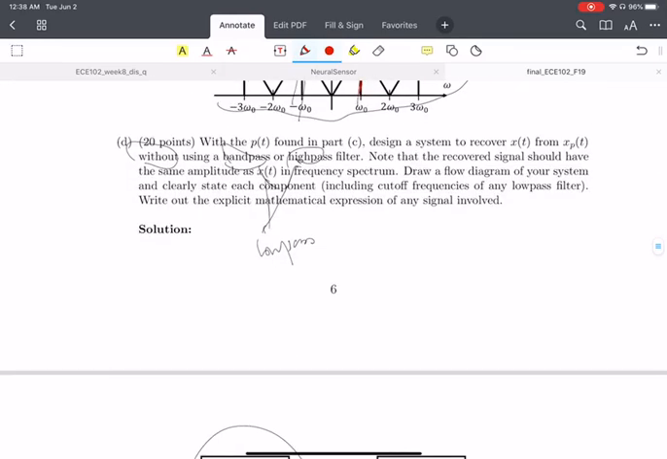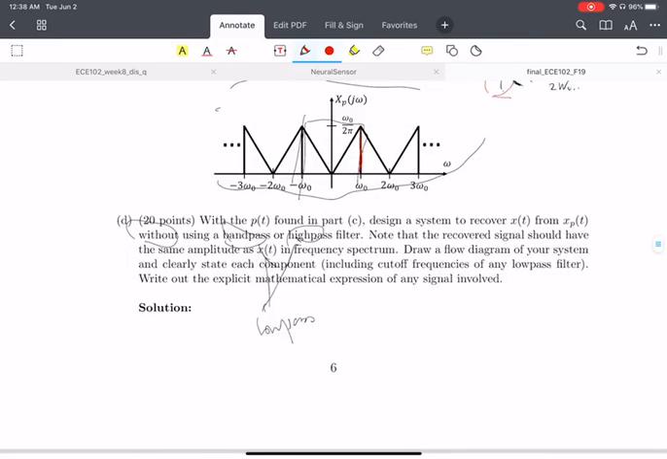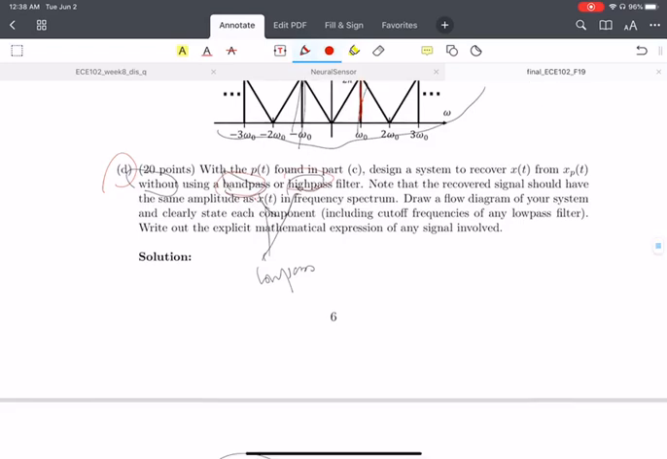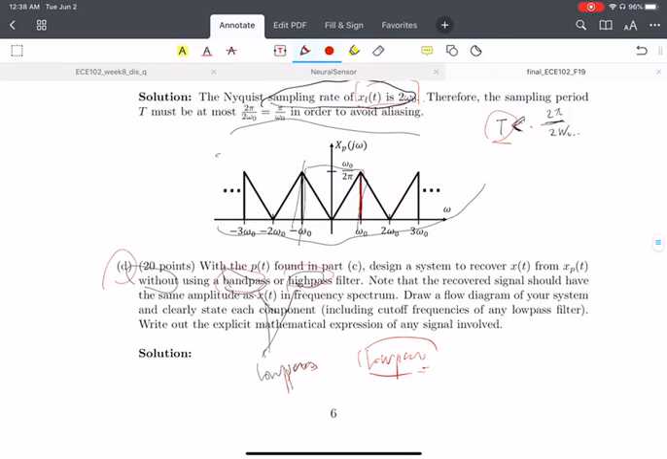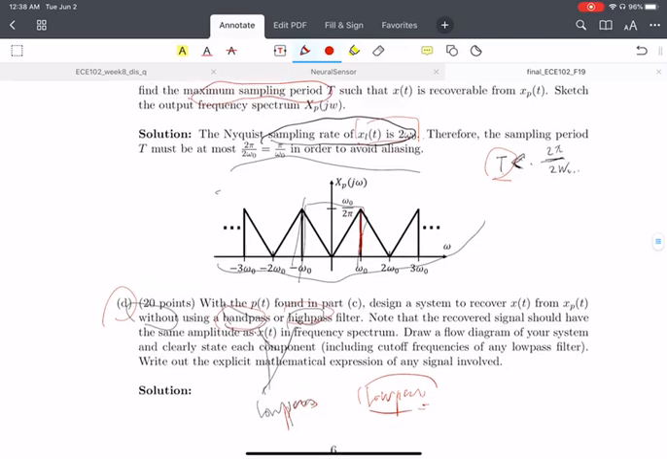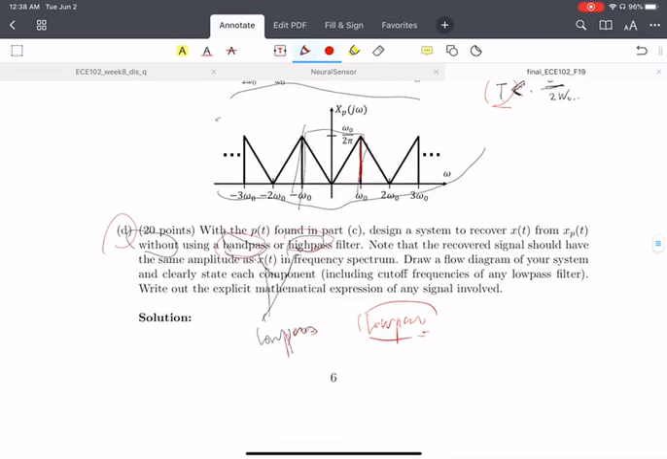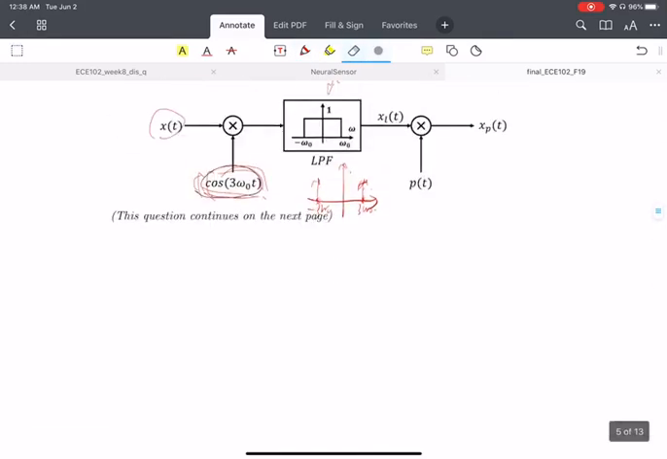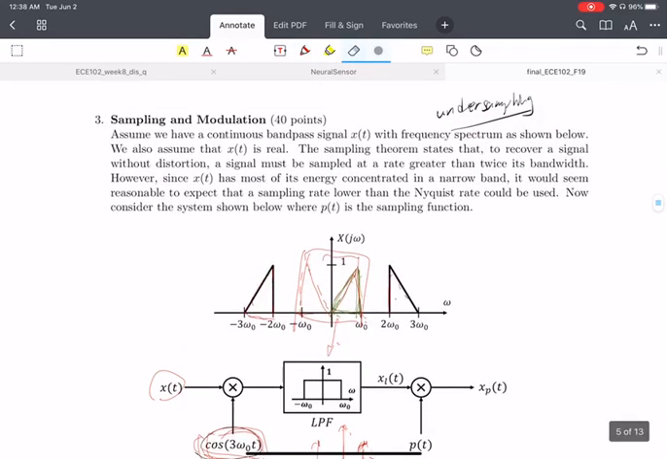Okay, and the next one is question D, which asks that if we cannot use the band pass and we cannot use the high pass filter, how can we recover it? We don't have band pass, we cannot have high pass, so I think the only one is the low pass filter. But how can we recover it? Because previously, the signal is in this kind of shape.